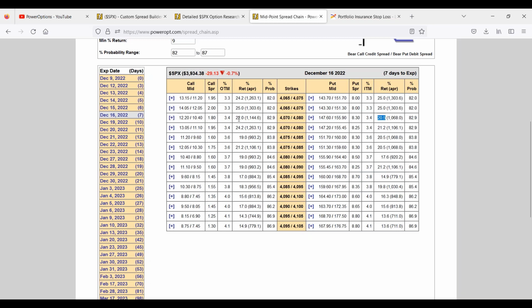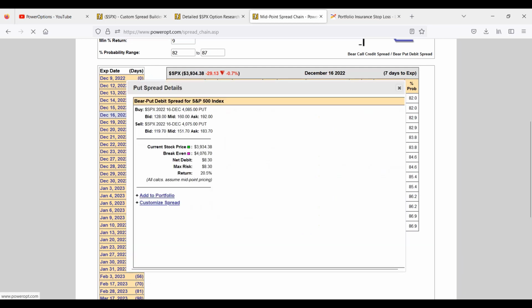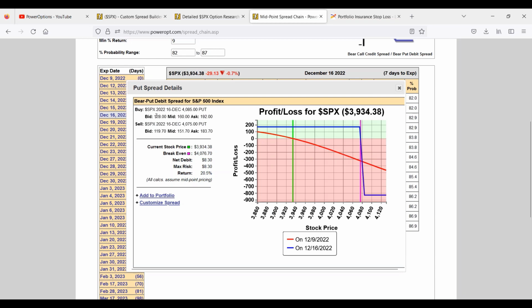Okay, so in this case, I would be more tempted to go with the bear call, but sometimes you see differences. Let's look at the 40, 75, 40, 85, 83.8% probability, 19% on the call side, 20.5% on the put side of the in-the-money bear put debit. But again, bid-ask spread 128 to 192 across the exchanges at the close of day. That'll clean up as soon as more open interest and volume clicks in. There we go. And 119.70 to 183.70.